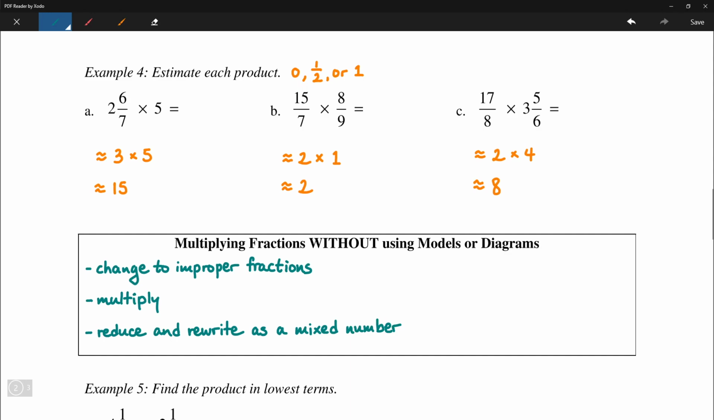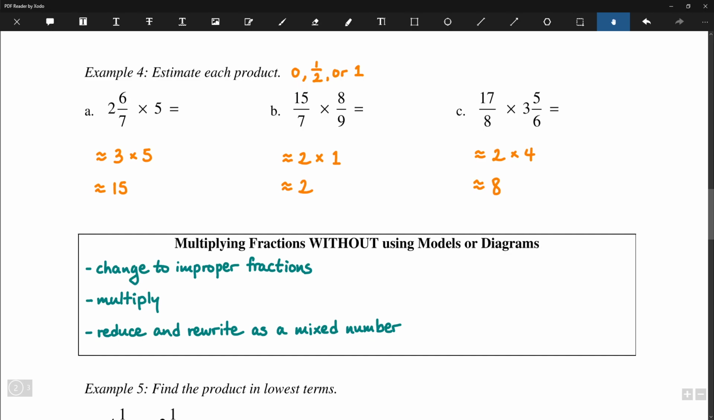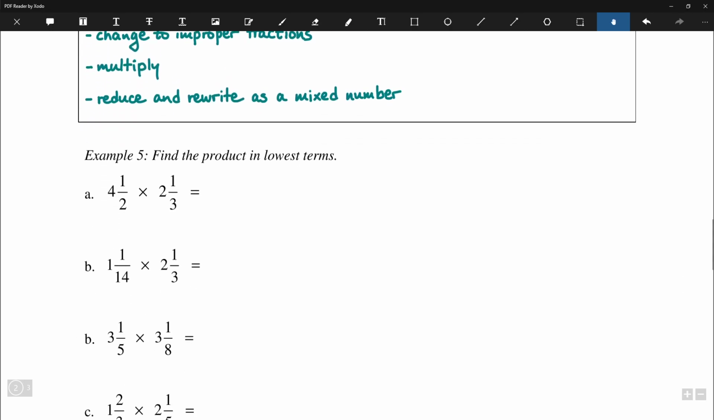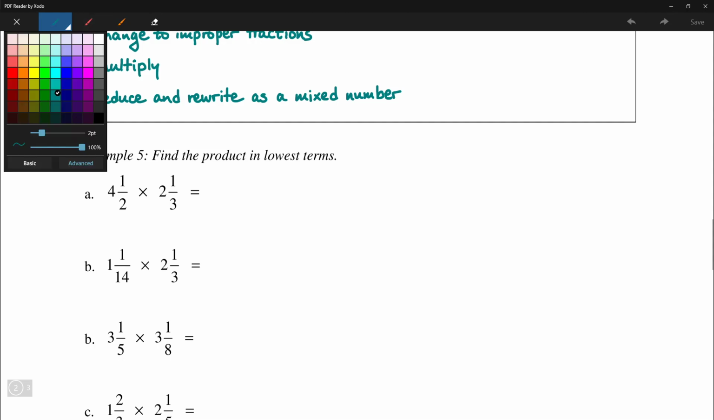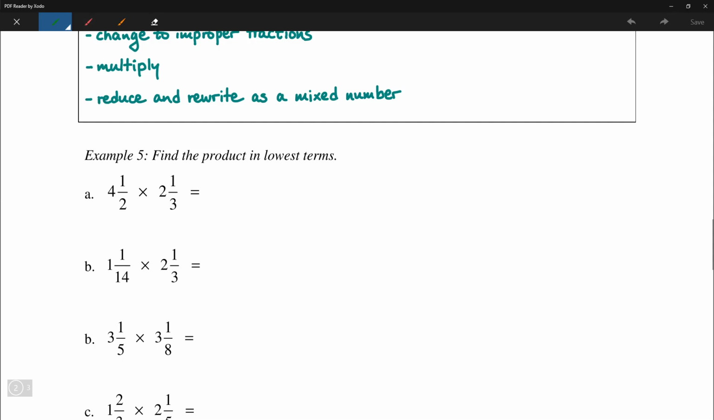Okay, so let's look at some quick examples here. So 4 times 2 is 8. 8 plus 1 is 9. So this is 9 over 2 times, and then 2 times 3 is 6. 6 plus 1 is 7. 7 over 3.